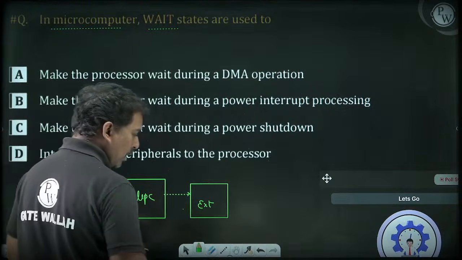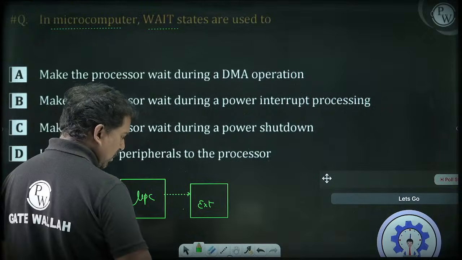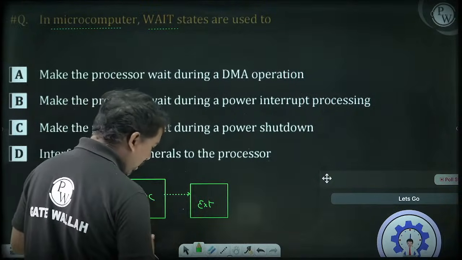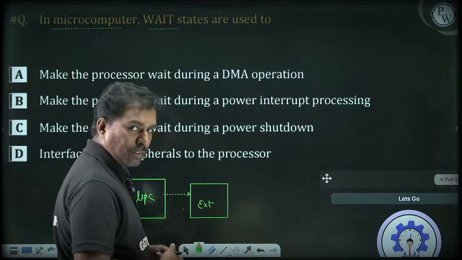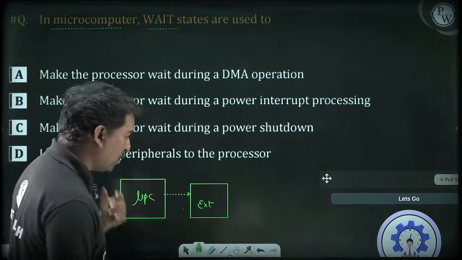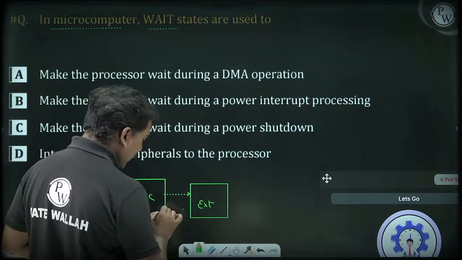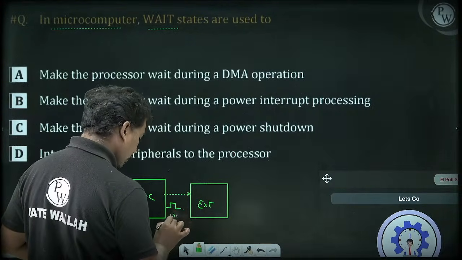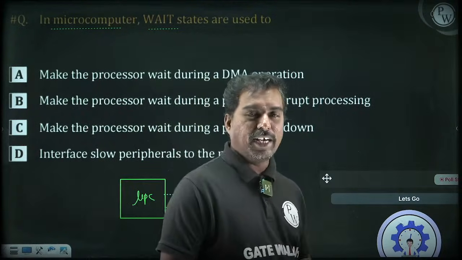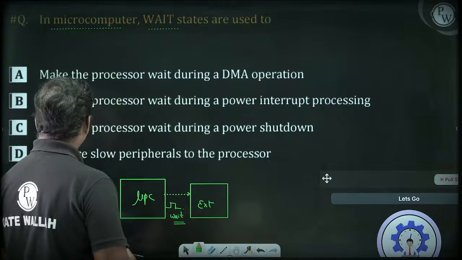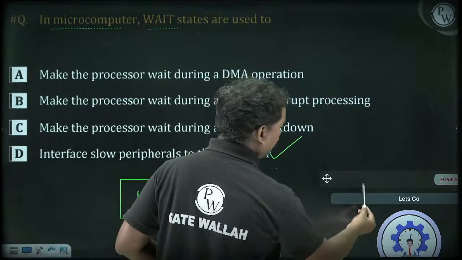Then the microprocessor has to send the next cycle. But without confirming whether the previous data has reached or not, how can the microprocessor reply? Then the microprocessor only has to compromise. A higher one can compromise, not the lower. Always remember, a master only has to compromise. A slave cannot compromise. So that's why it will introduce wait states. I will wait. The microprocessor will wait until that slow device is ready. So interface slow peripherals. Option D is the right answer.